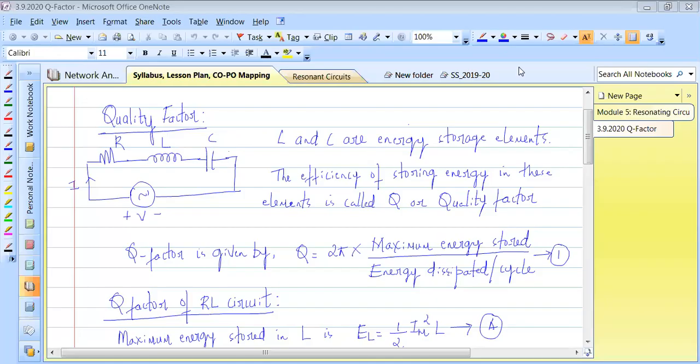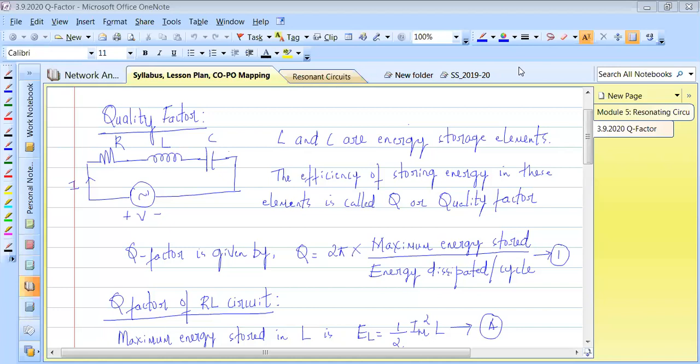Yeah, the quality factor is what we were looking at yesterday, and I explained that the quality factor is something which will tell how good the storage elements are.